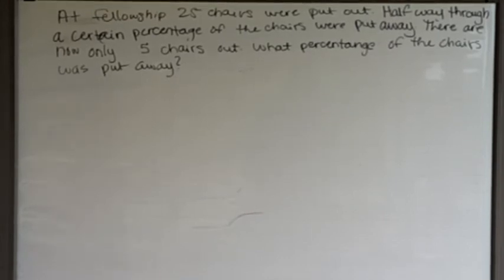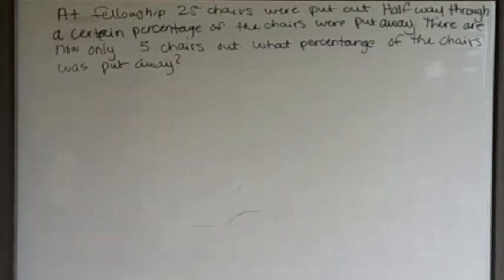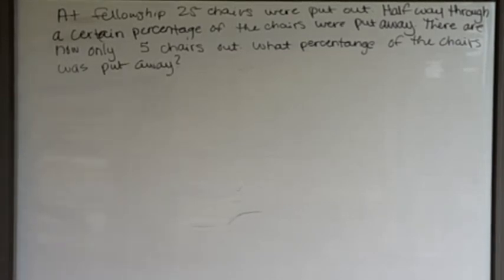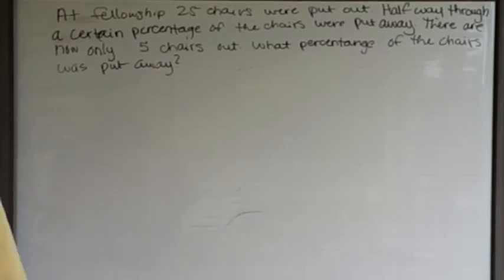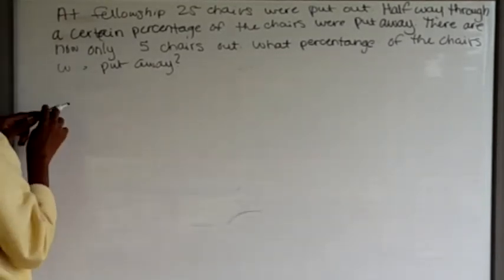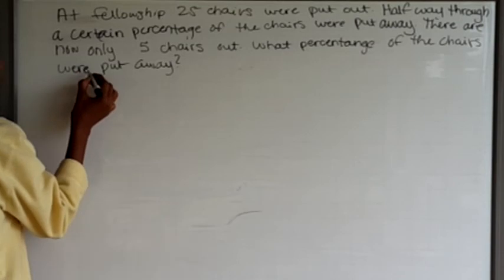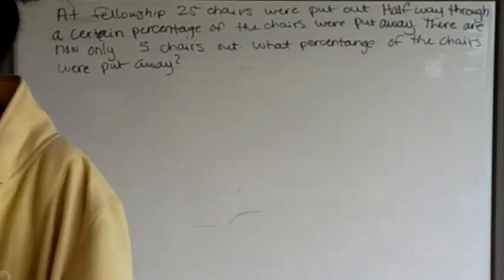Fellowship, 25 chairs for half. All right, it says that for a fellowship, 25 chairs were put out. Halfway through, a certain percentage of the chairs were put away. There are now only 5 chairs out. What percentage of the chairs was put away?